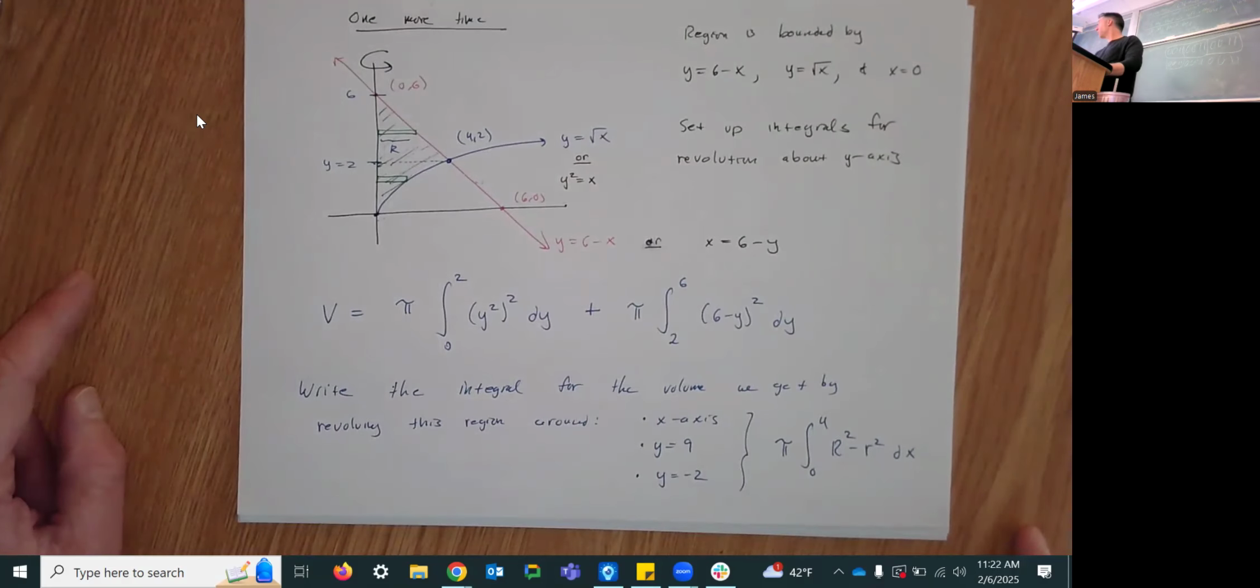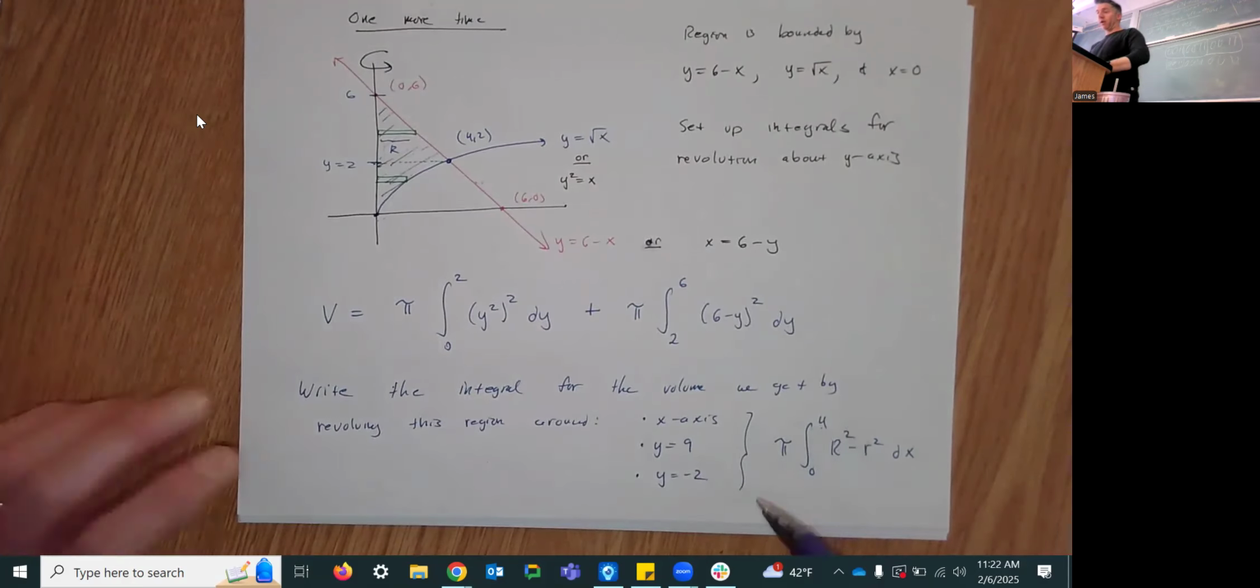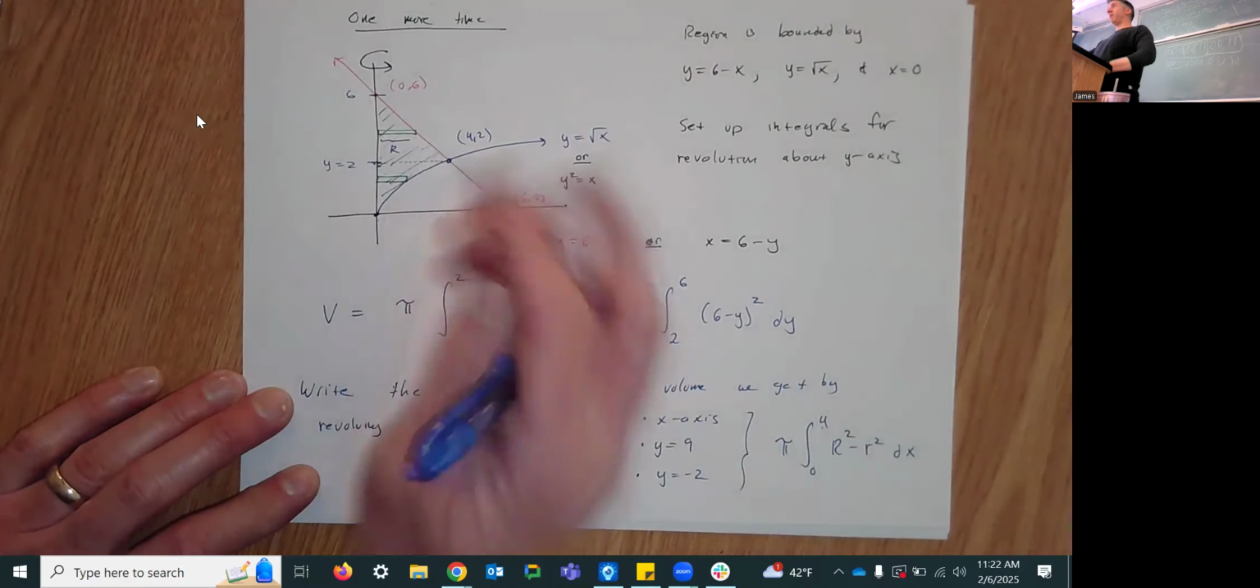Where? Here? 0 to 4. Right, so right, because if we drew vertical strips, or 5, no, you're good.